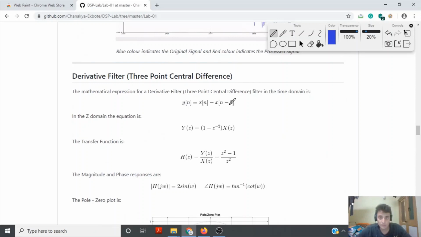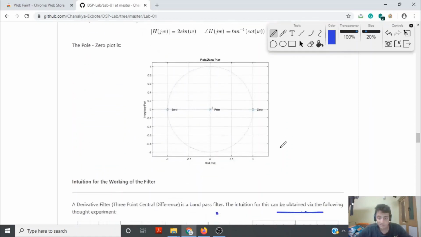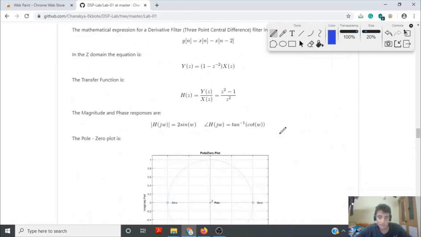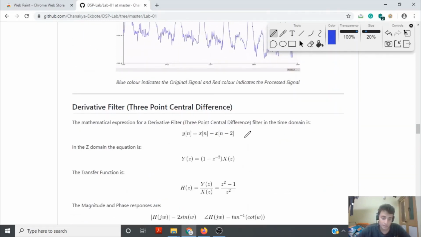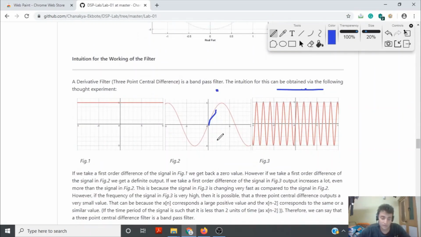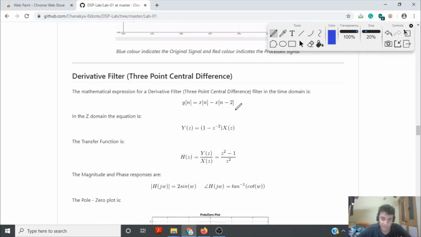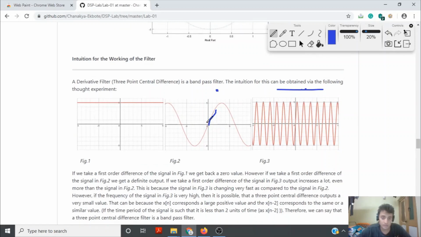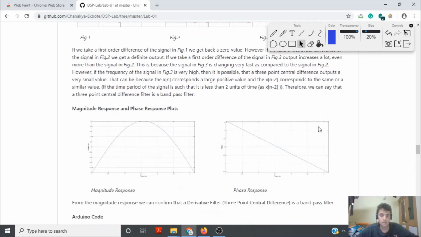Now this can be thought of as follows: imagine this is a unit of time. If the time period of my signal is much less than this, which is happening in this case, then every single time I'll probably get the same repeated value, and the subtraction will give me a very small value. But if my time period is slightly higher than a time period of 2, then we will get a definite value. Hence, it is a band pass filter. Now, this can also be confirmed by looking at the magnitude response, which is this.